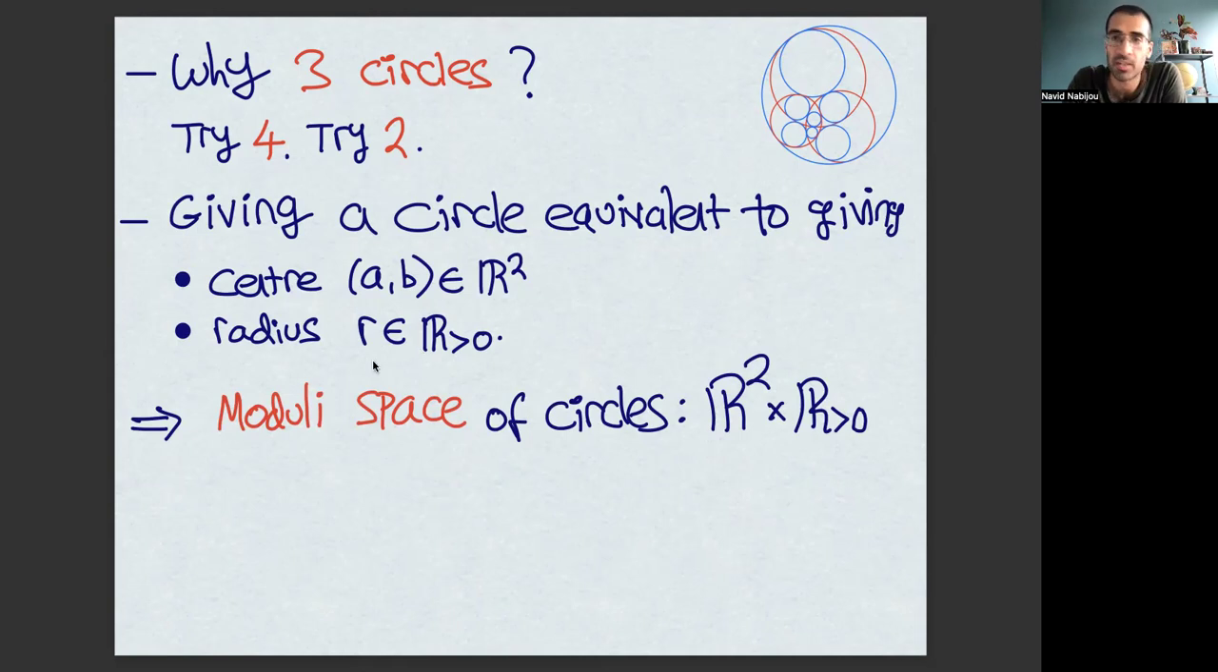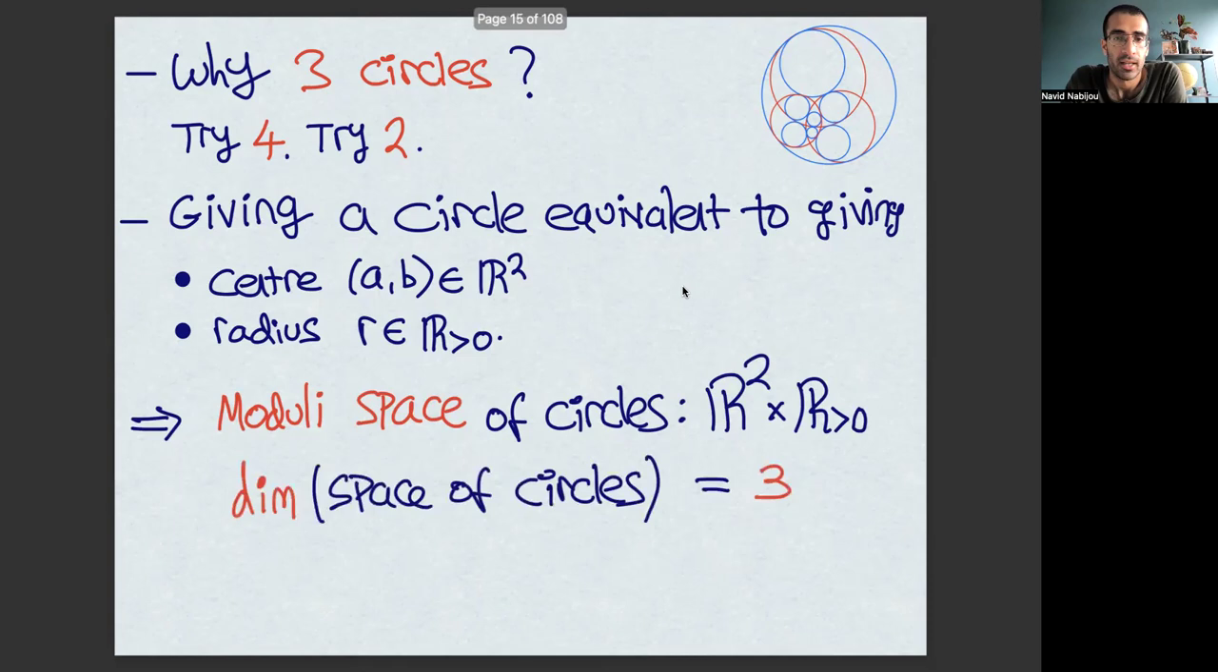So this word moduli space essentially means that it's some space where the points in it correspond to some geometric object that you want to parameterize. In this case, it's the circles. And if we look at this space, what we notice is that there's sort of 3 independent parameters, right? There's the coordinates for the center, A and B, and then there's the radius, R. And what that means is that this space is sort of 3-dimensional, right? I have to give you a circle, I have sort of 3 degrees of freedom.